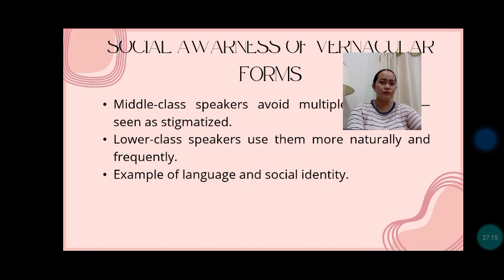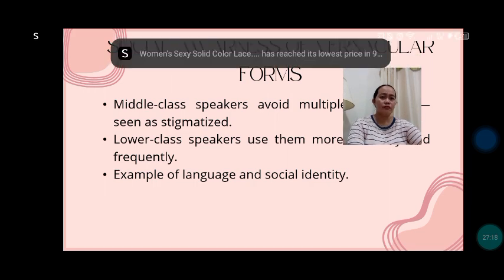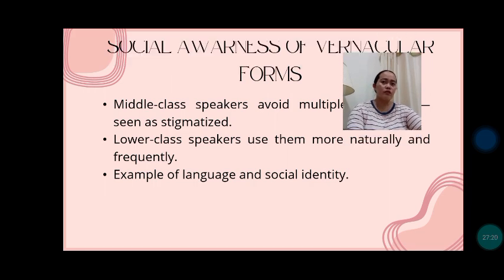Okay, next we have social awareness of vernacular forms. Now, why is it important? Because these grammatical forms also reflect social awareness. Middle class speakers tend to avoid multiple negation since it carries social stigma. Meanwhile, the lower class speakers use it more naturally as part of their community's speech pattern. So the language becomes a marker of social identity and belonging.